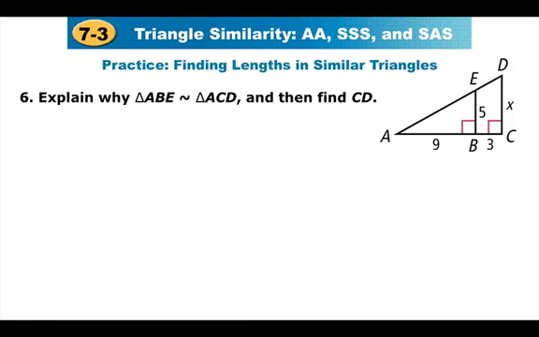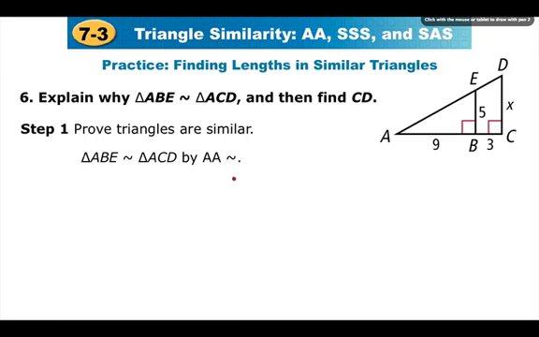Let's explain why those triangles are similar and then find CD. So here's my CD. First, prove that the triangles are similar. I know that these two triangles are similar by angle. Why? Because they both have a 90-degree angle, and also they share this side. So I can say that they are similar by the angle similarity postulate.